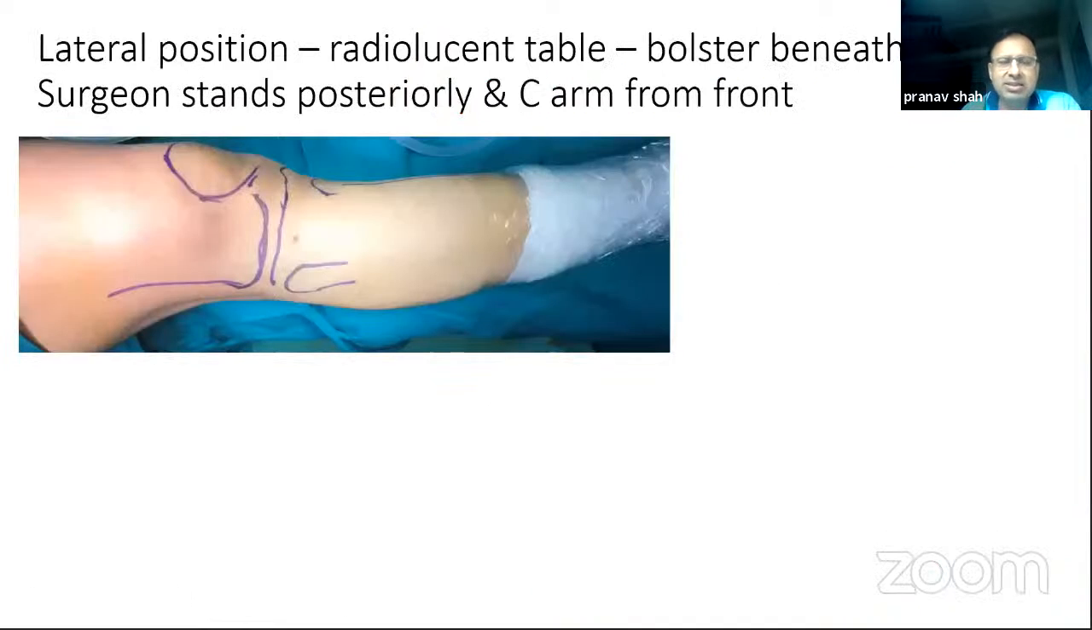So now let's start. This is a patient in a lateral position. These anatomical landmarks have been marked. The head of the fibula is the most important landmark.